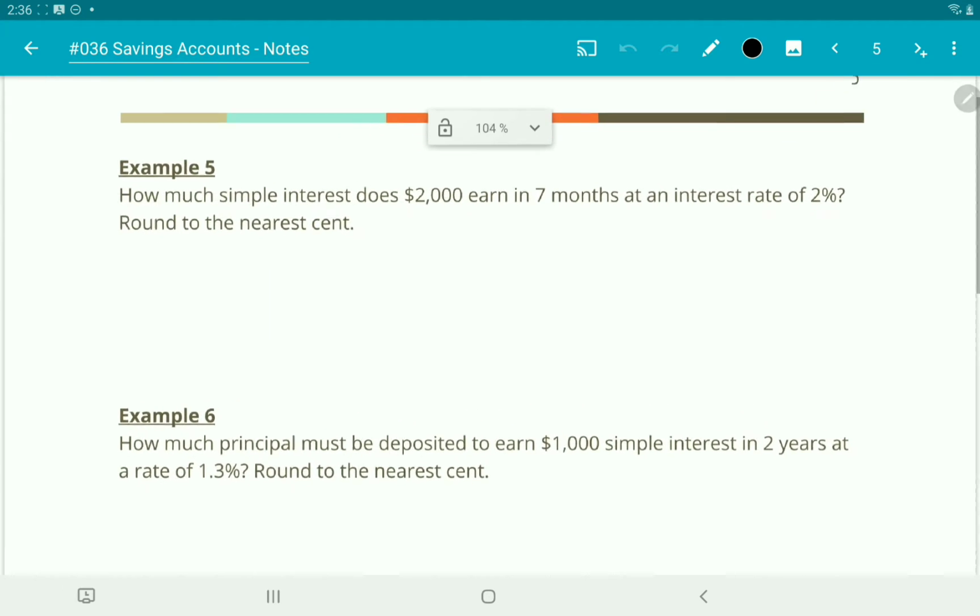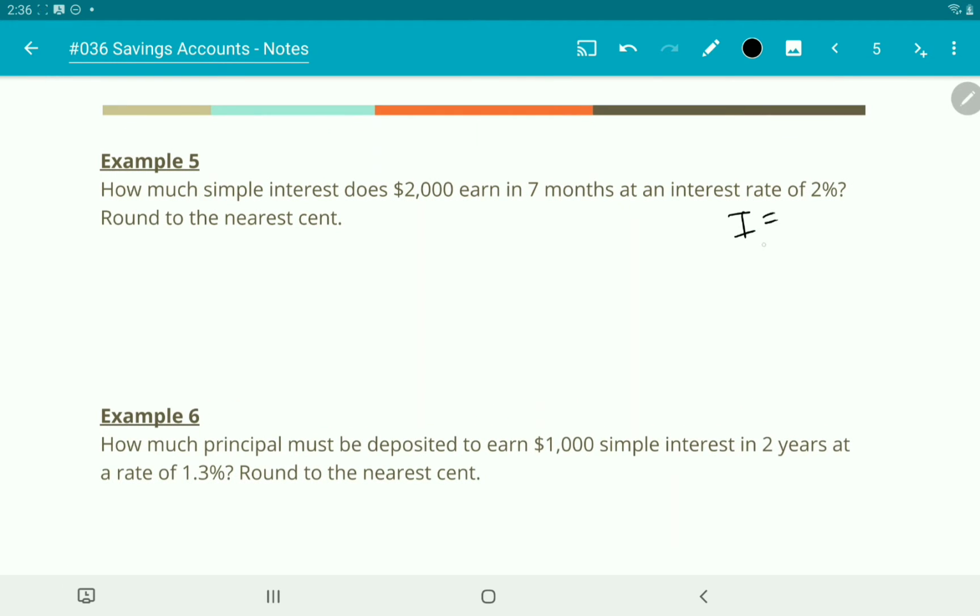Okay, so some more simple interest ones. Again, we have I, P, R, and T. How much simple interest, so we're just looking for the interest, does $2,000 earn? So you put $2,000 in at the beginning, 7 months. Again, I told you if it says months, you need to make a fraction of whatever number you got divided by 12. So the time is going to be 7 out of 12 months of a year. And the interest rate is 2%, but if we take the decimal point that's here and move it to the left 2, that will be 0.02.